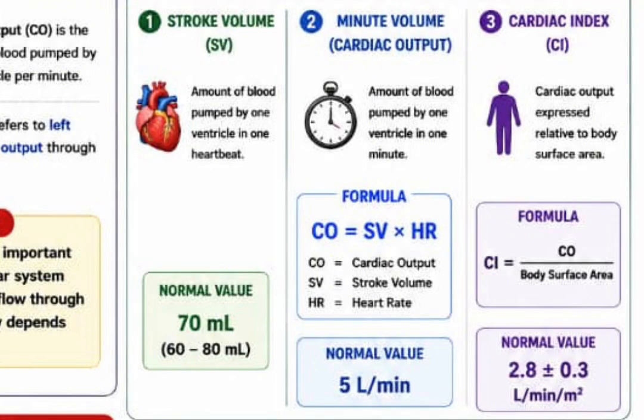Now what is cardiac index? Don't forget about cardiac index. Cardiac index is an expression of the cardiac output per the total body surface area.